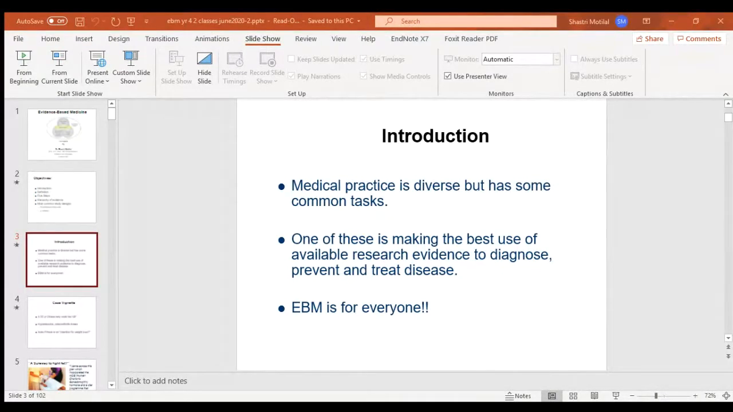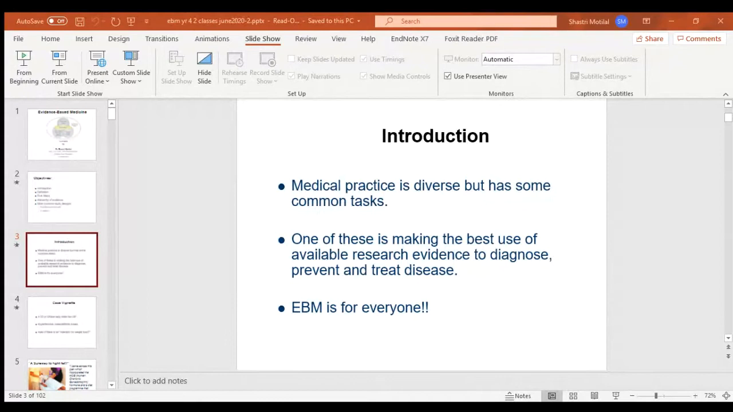I usually like to begin by saying that medical practice is diverse, but it has some common tasks, some common things we do as doctors regardless of specialty. You guys started with your family medicine rotation. If you go to your psychiatry, OB/GYN and surgery rotations, which I think are probably coming next, you'll see doctors doing certain things all the time. We try to diagnose people with conditions, we try to treat people with conditions, and we try to prevent disease. That sums up a big part of what we do as doctors.